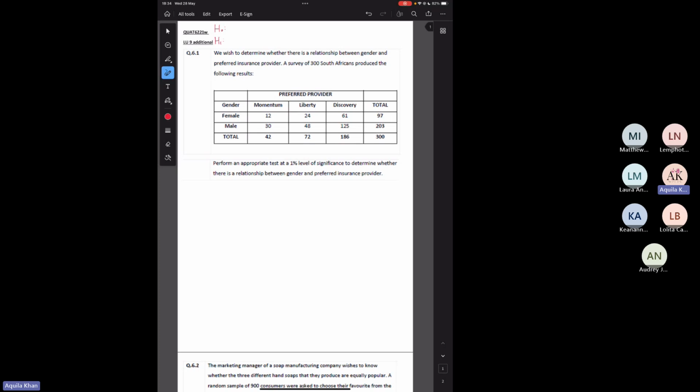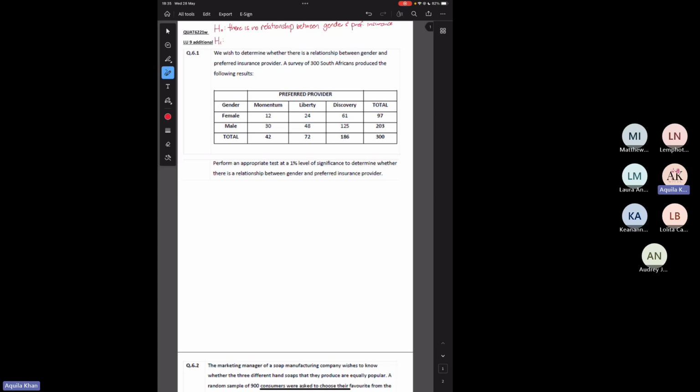So your null, I'm actually going to write that out immediately. You can say that there is no relationship between gender and, actually, let me just put in the and sign there to save some space, the preferred insurance provider.